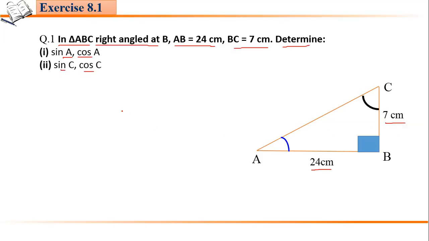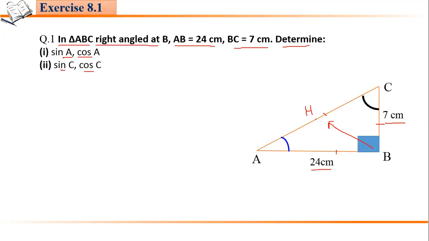So in order to find the trigonometric ratios, first of all we should know all three measurements of the sides. We should know this side AC also. So how are we going to find this side AC? We know that this is a right angle triangle, so in a right angle triangle this side is called the hypotenuse. Why? Because it is opposite to this right angle. So the side opposite to the right angle is known as the hypotenuse.